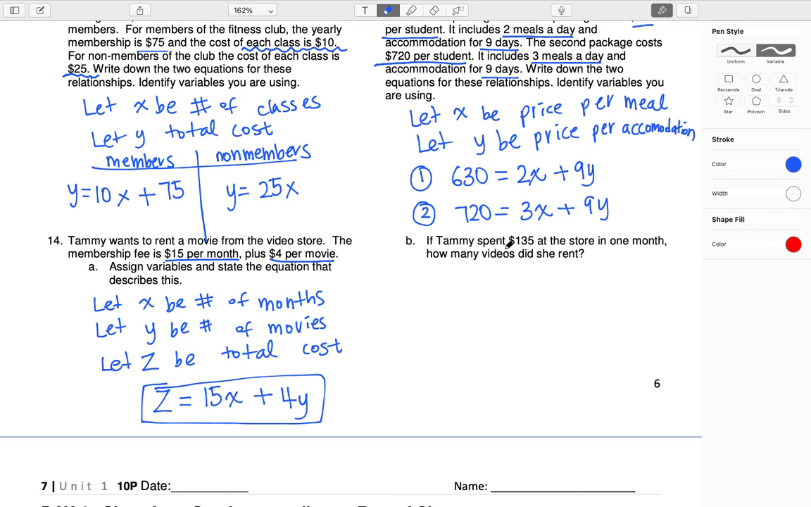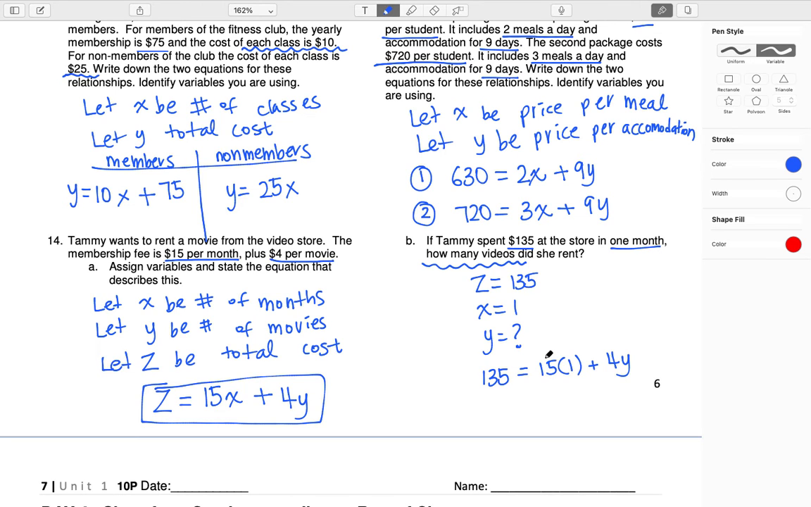Letter B says, if Tammy spent $135 at the store in 1 month, how many videos did she rent? It looks like we're given the total cost, z is $135, and we know that the number of months, x, is 1 month, and it's asking how many movies. So y is equal to question mark. Let's plug in everything that we know. So 135 is equal to 15 times 1 plus 4y.